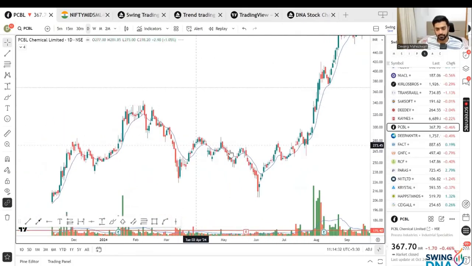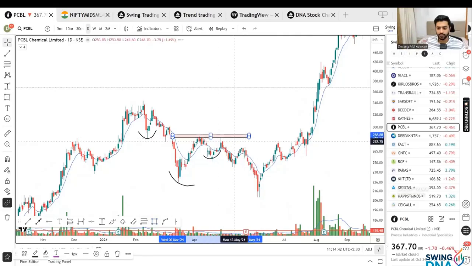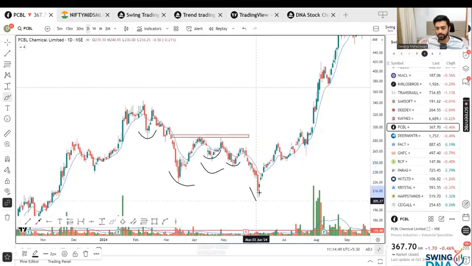Look at this one. On a consistent basis, it went down, down. Here it tried to make a higher low. We would have a supply zone here. It did not break; instead it took a rejection. Again it went down, again a lower low, again a lower low. Here it again started making higher lows.